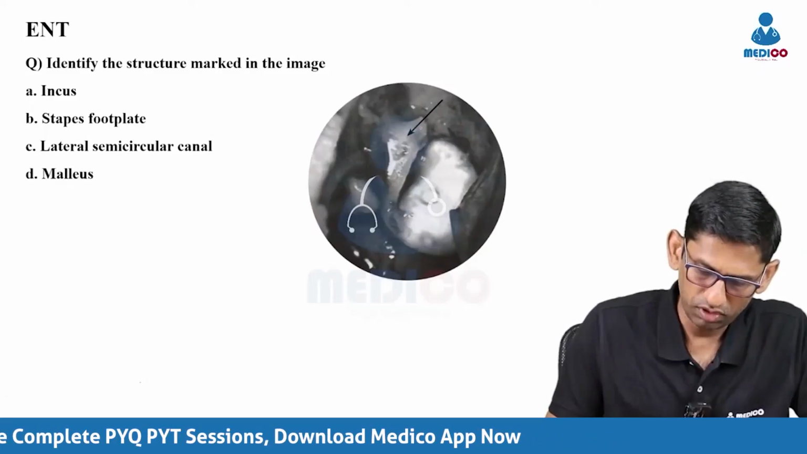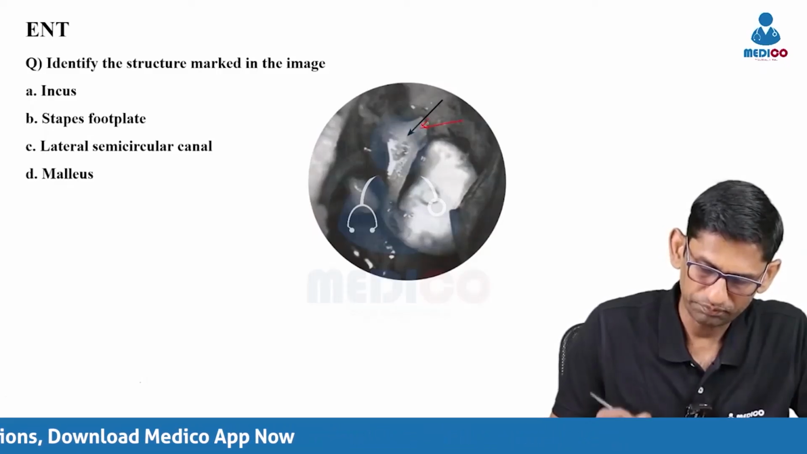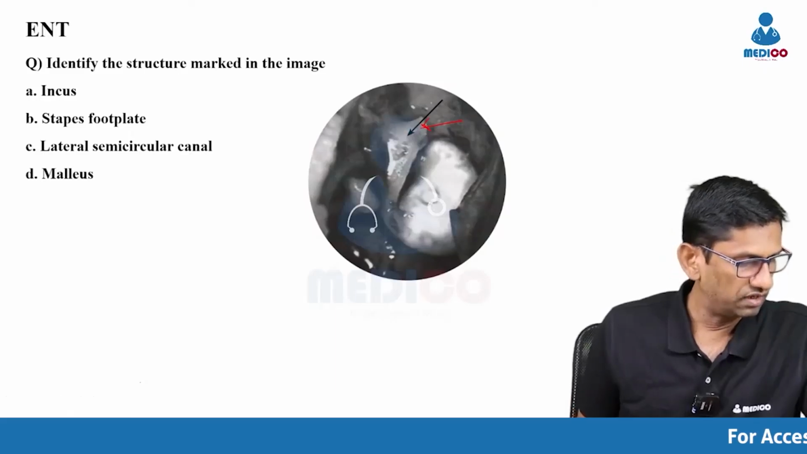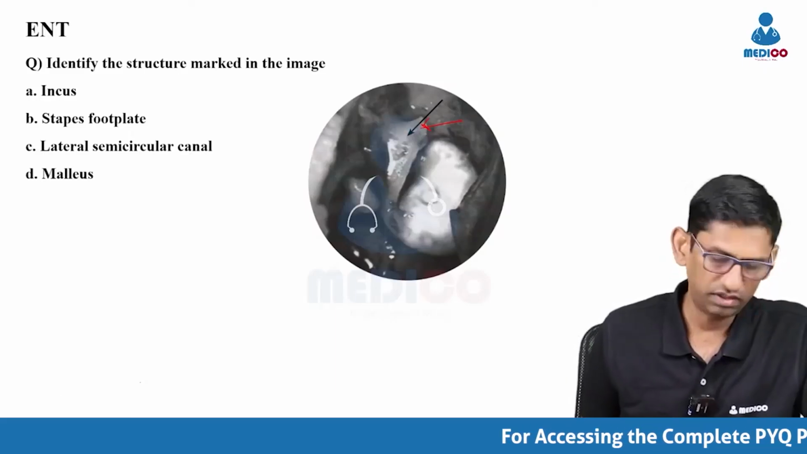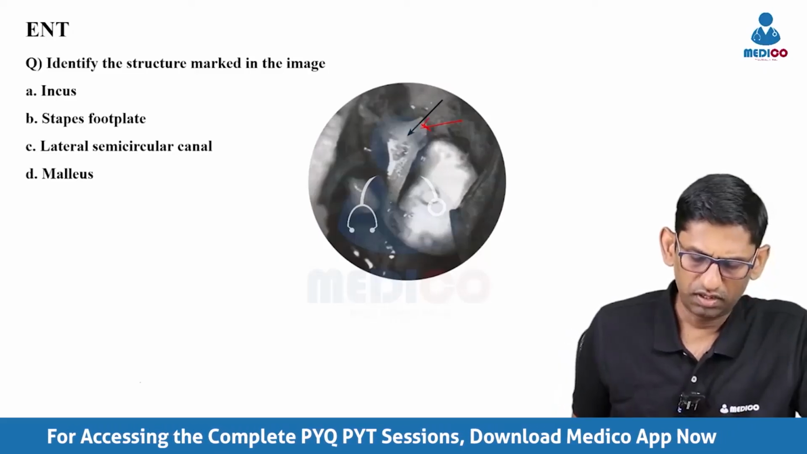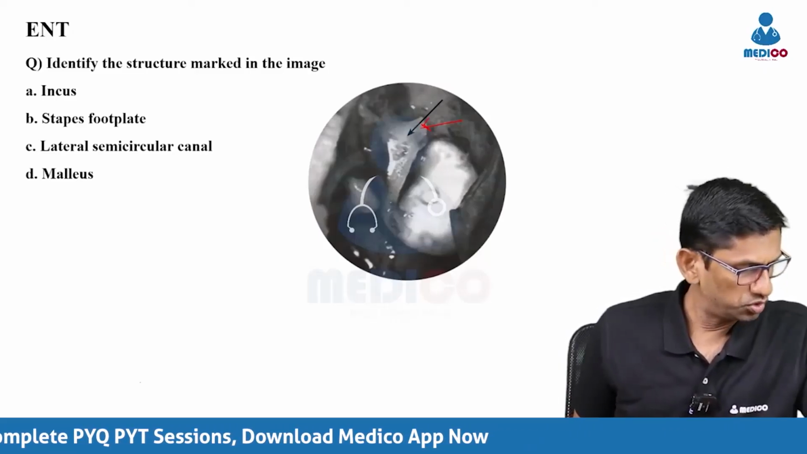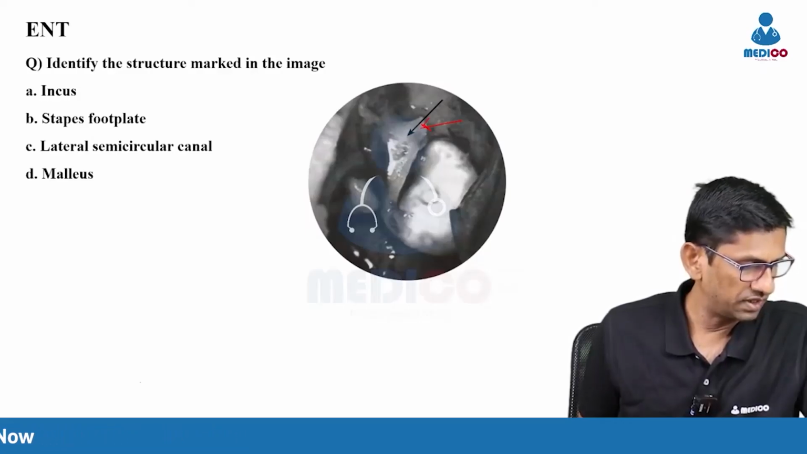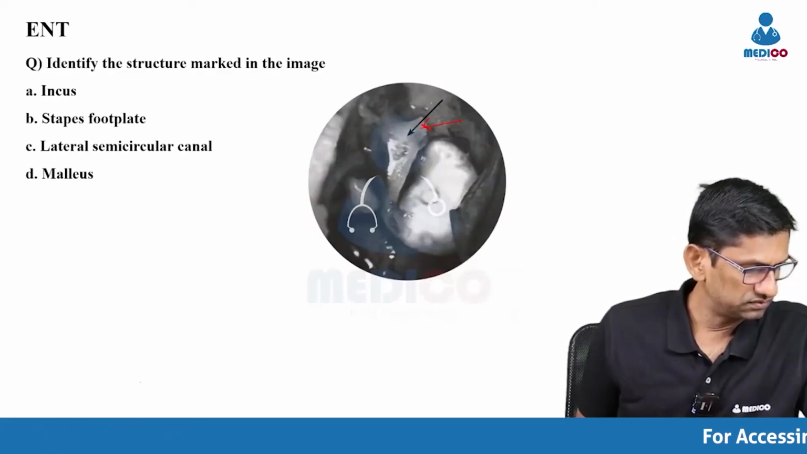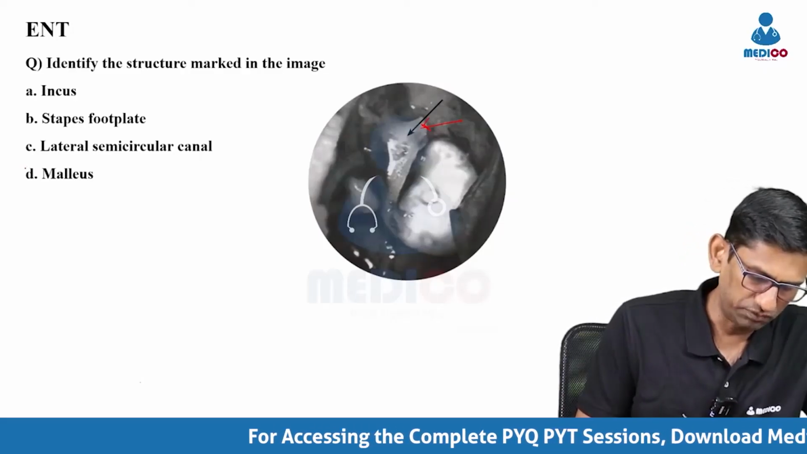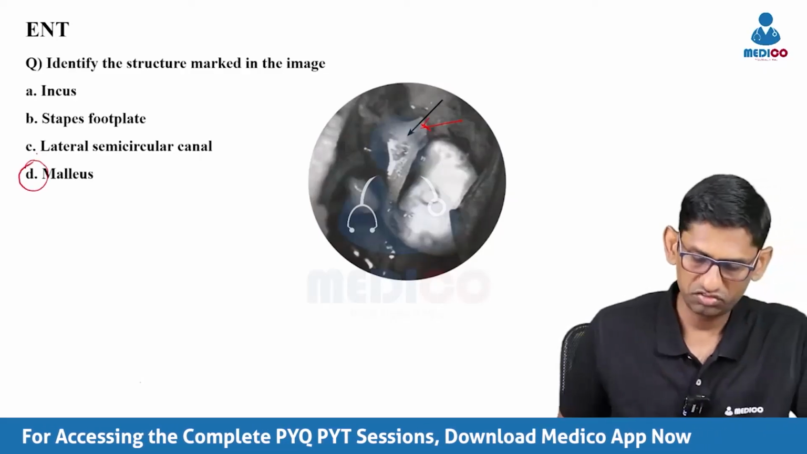See, they have clearly marked this structure in the picture. What is that? Can anybody tell this? This is an ear anatomy question. So the answer is malleus, actually. This is the malleus. Answer is D, malleus.